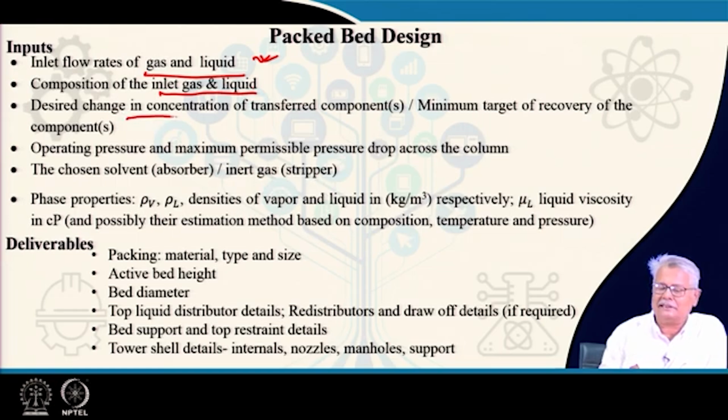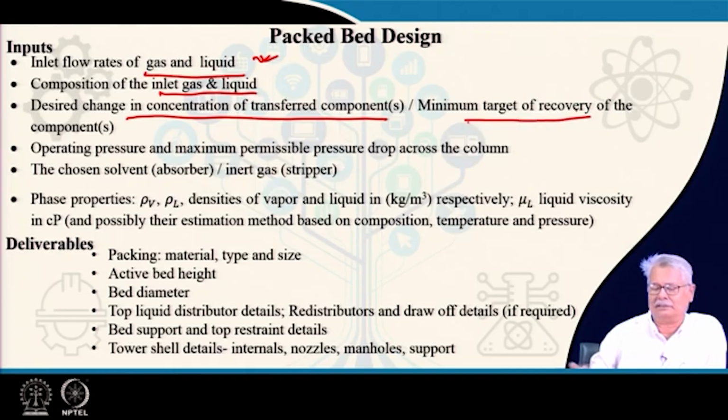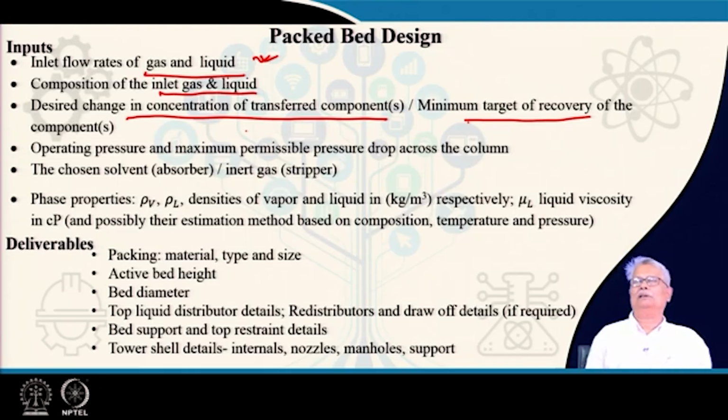You know the desired change in concentration of the transferred component, which is certainly related to the minimum target of recovery of the components. Here in this specific problem, you have a requirement of minimum 95% recovery of the sulfur dioxide, that means removal. You know the operating pressure and the maximum permissible pressure drop across the column. We are going to have a very small pressure drop across the column itself, because the pressure supplied is not very large, and we cannot afford to have a higher pressure drop.